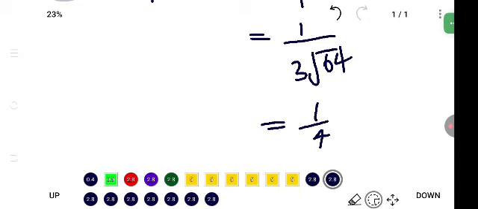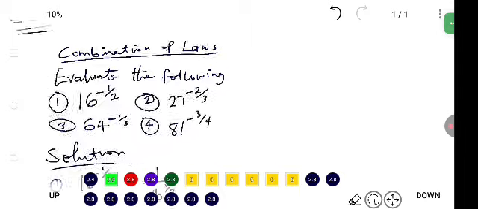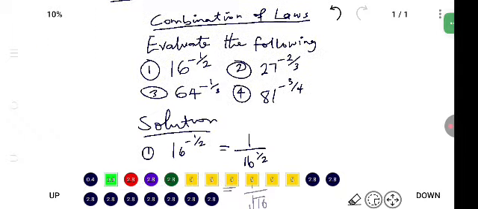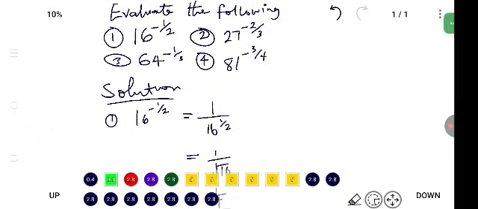1 over 4. Then the last one we have 81 raised to power minus 3 over 4.